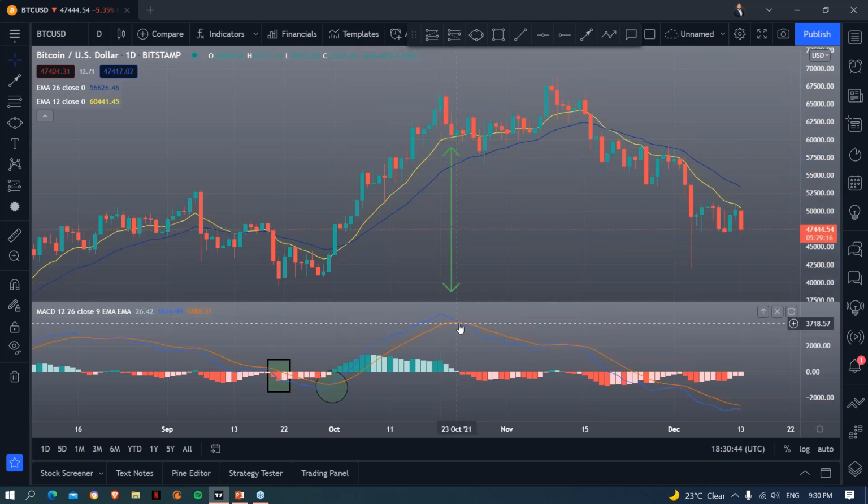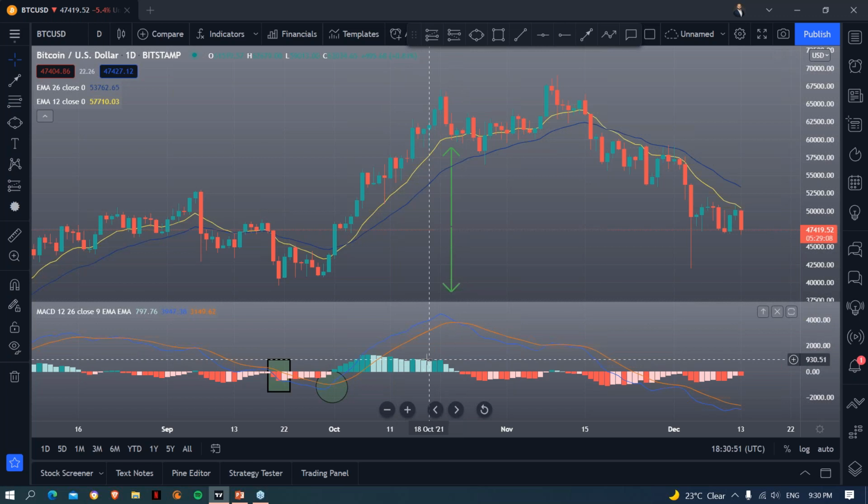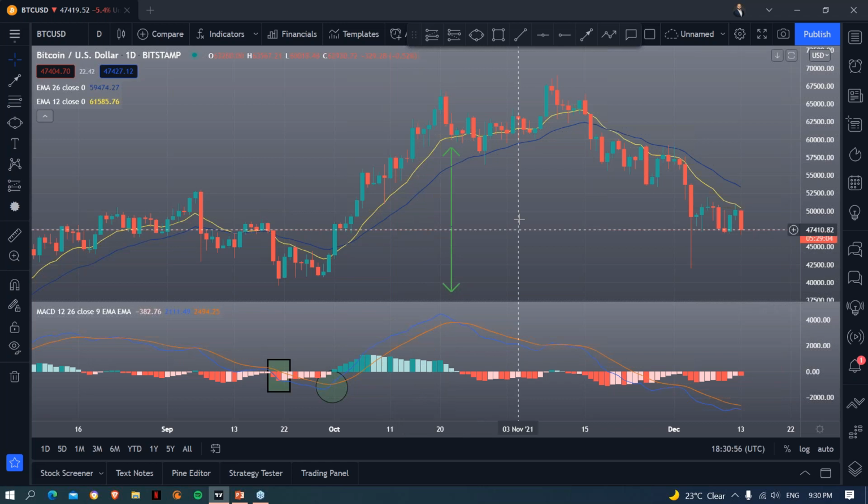So the bearish crossover only happens around this area. But if we look at the histogram, we notice that the histogram is losing momentum, which is basically an early sign that the price could be dropping soon. So instead of selling here, we actually sold here. So instead of selling at 61,000, we sold at 66,000. We basically made $5,000 worth of profit if we're trading, for example, one piece of Bitcoin. And that's how the histogram works.